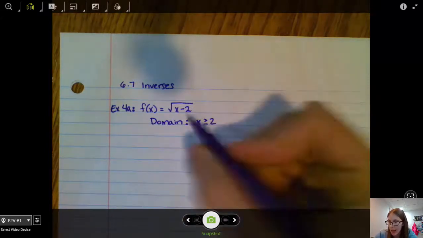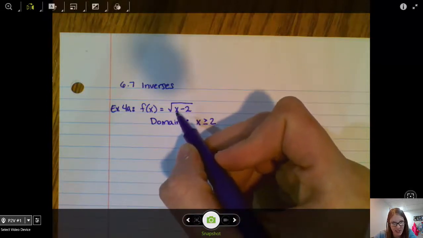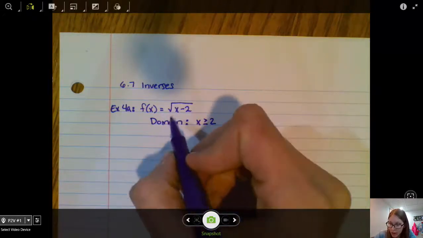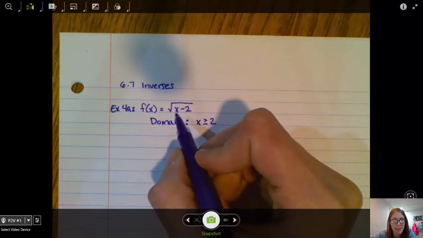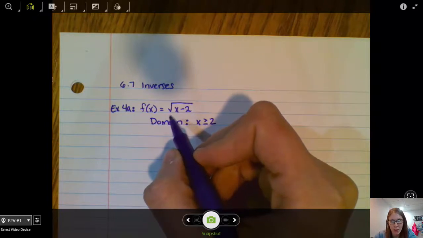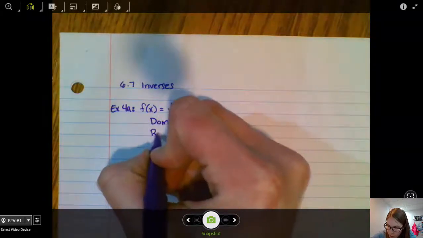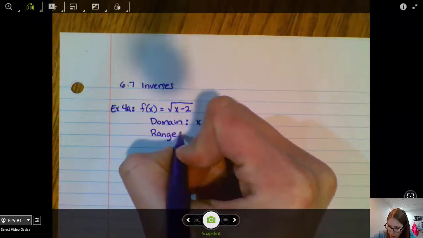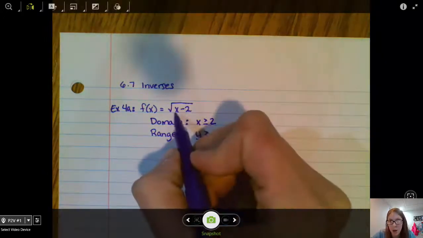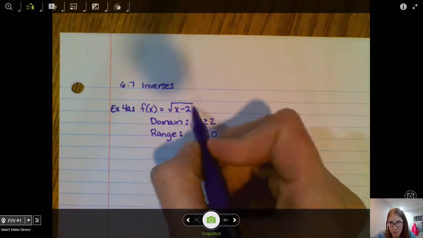Okay. Now, if x was 2, 2 minus 2 is 0, square root of 0 is 0. If x was more than that, like if x was 6, for example, 6 minus 2 is 4. The square root of 4 is 2. Okay, my lowest y value happens at 0. So that tells me my range is y is greater than or equal to 0. Because again, the smallest number that I could square root is 0. Okay, every other number is going to be more than that.